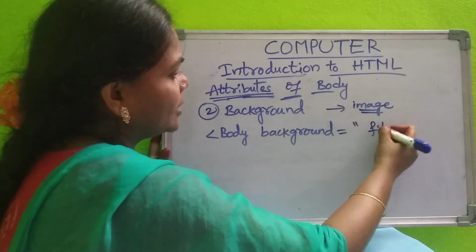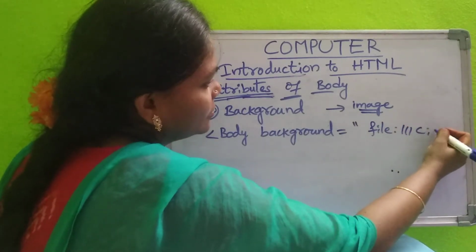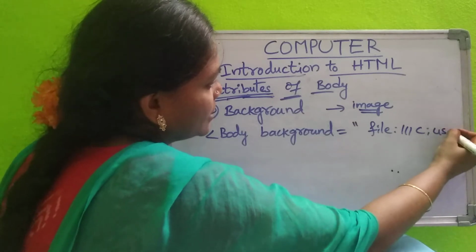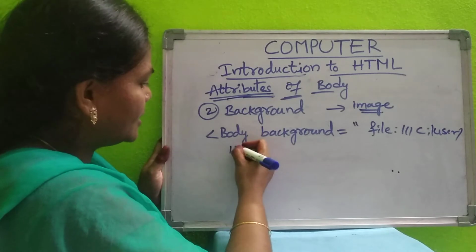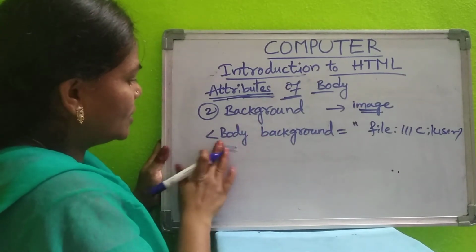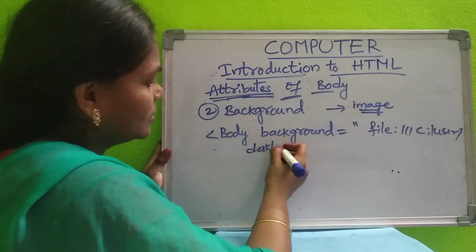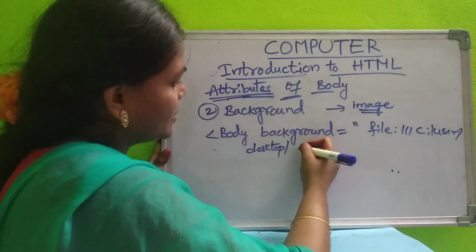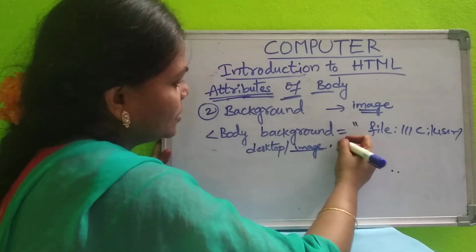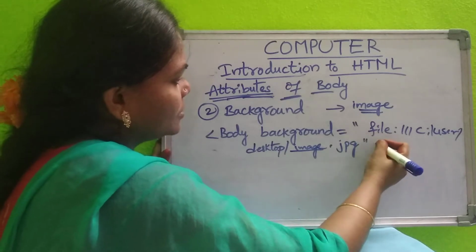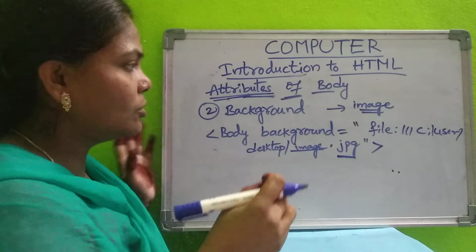So that path you have to mention: file colon three slashes and C colon slash user. So where you have saved that file, in which folder you have saved it, that you have to mention. Desktop. So that file name, some image .jpg or jpeg, in whichever form you have saved it, that name you have to mention.